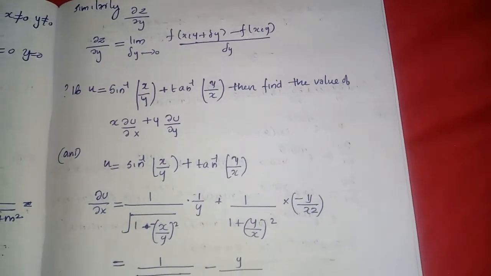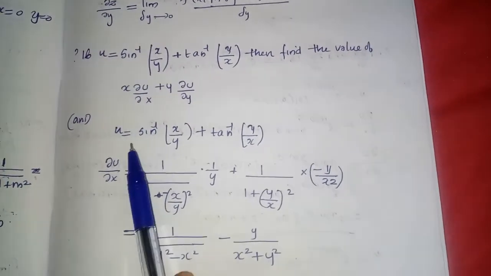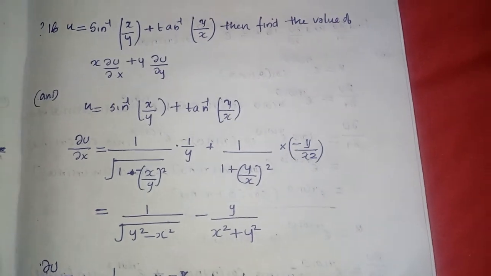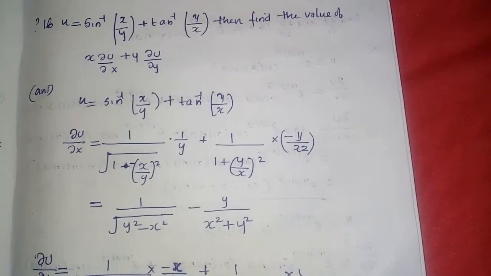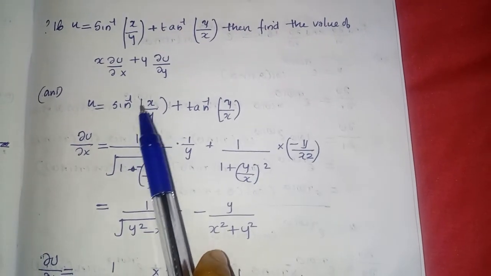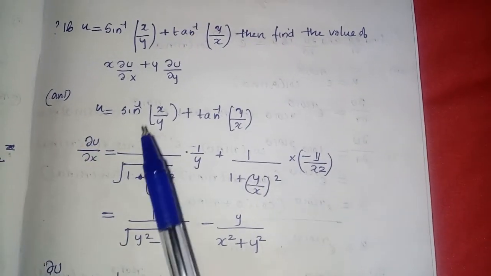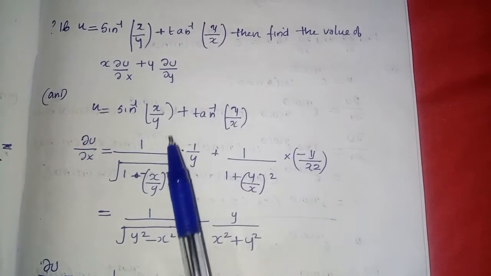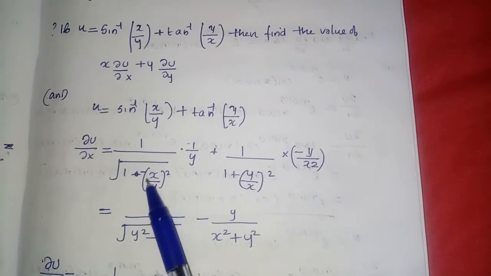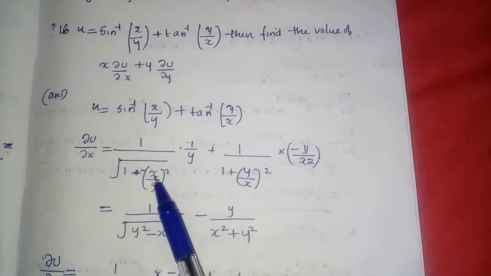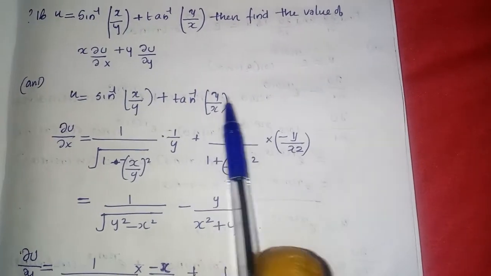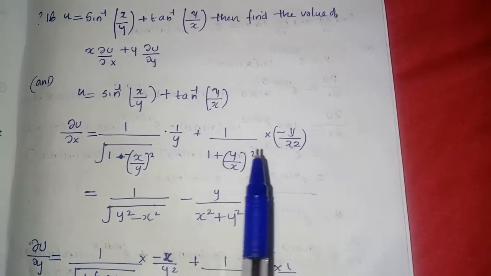So you know how to find the partial derivatives. You consider the function, and ∂u/∂x means we consider y as constant and keep only x as the variable. Okay, so the derivative of sin inverse is 1 by under root 1 minus x square. Here, in the position of x there is x by y, so 1 minus (x by y) whole square, and the derivative of x by y keeping y as constant is 1 by y, plus tan inverse of y by x, whose derivative is 1 by 1 plus x square.